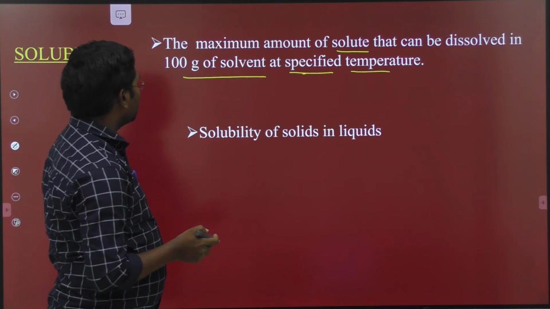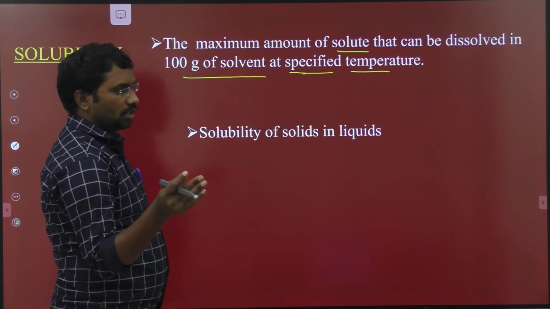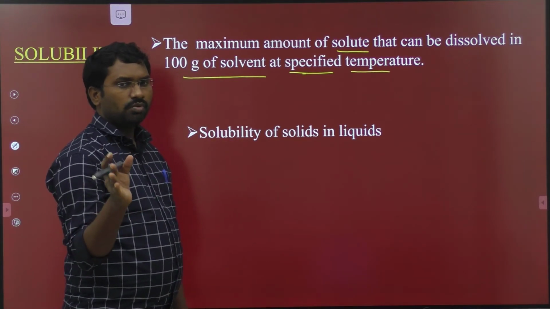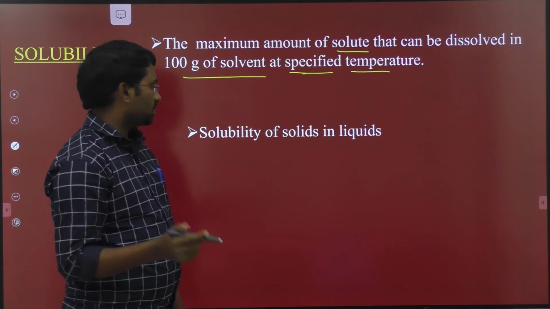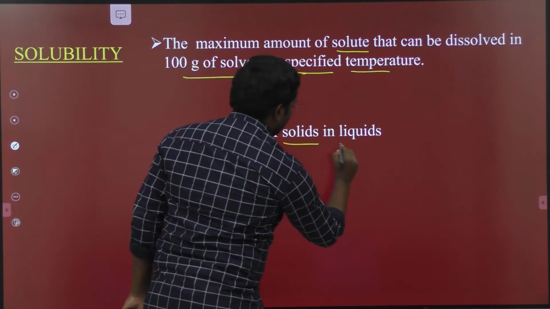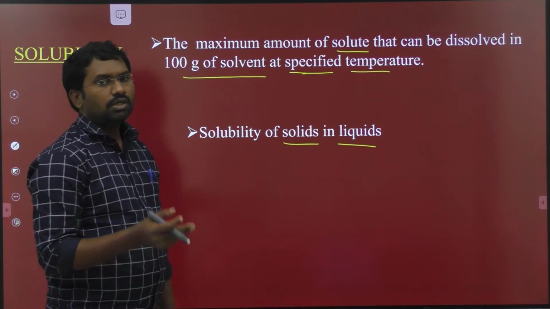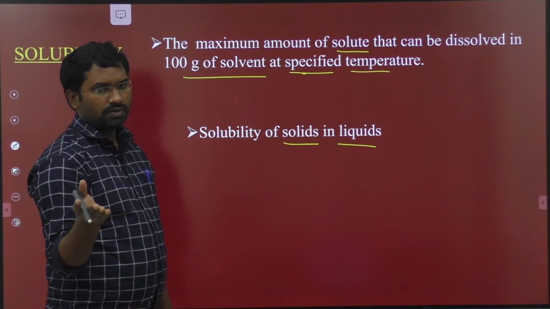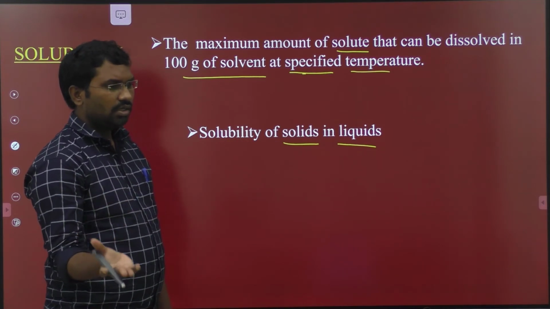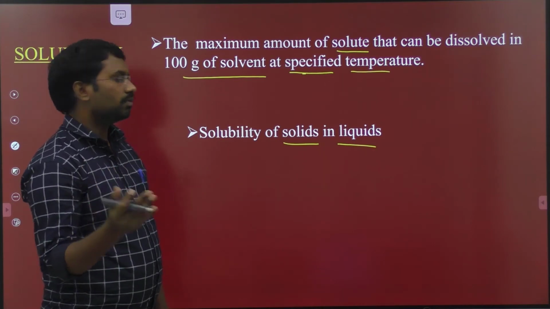Next one, solubility of solids and liquids. At this intermediate level, in view of solubility, we have to discuss only two main topics. The first topic is solubility of solids in liquids. There are many live examples of this. For example, sodium chloride or potassium chloride can easily dissolve in water. So a solid is dissolved in a liquid.